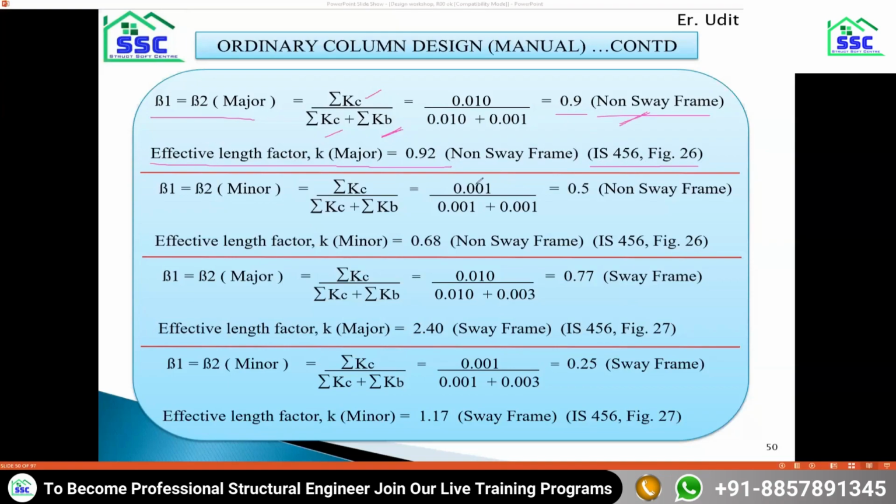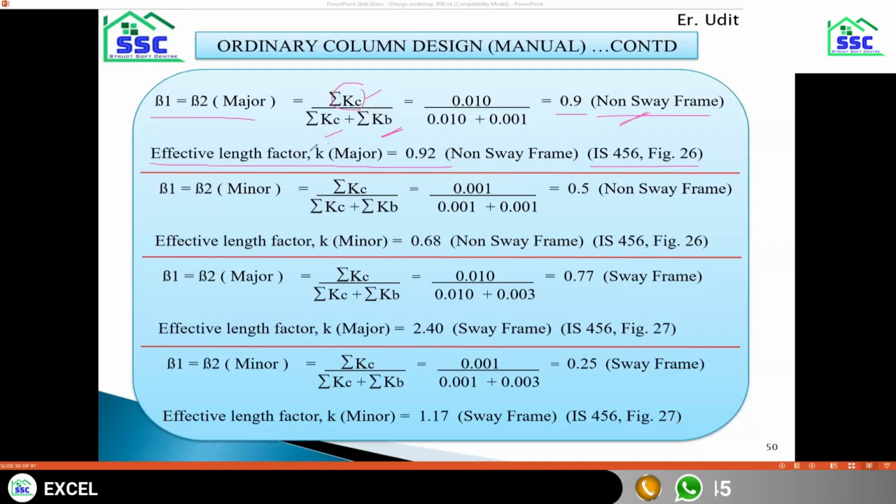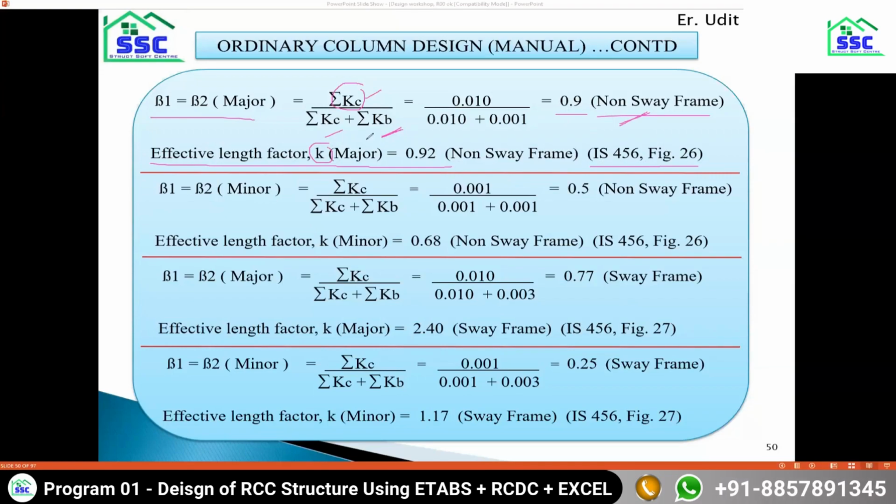Now don't get confused. Capital K is our flexural stiffness and small k is our effective length. The notation is the same. That's why we intentionally kept it as capital K and small k. So capital K is flexural stiffness and small k is the effective length factor.